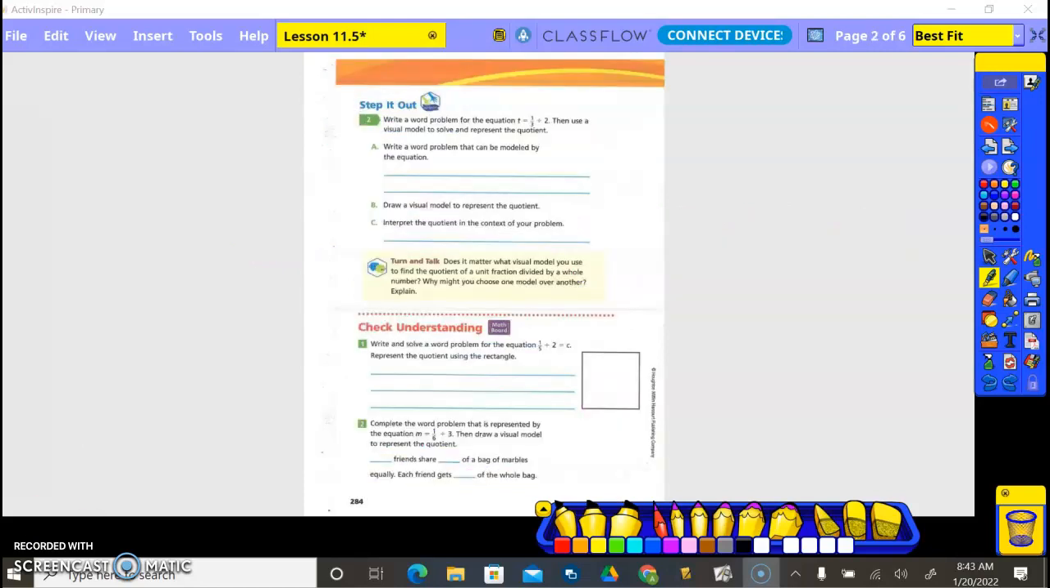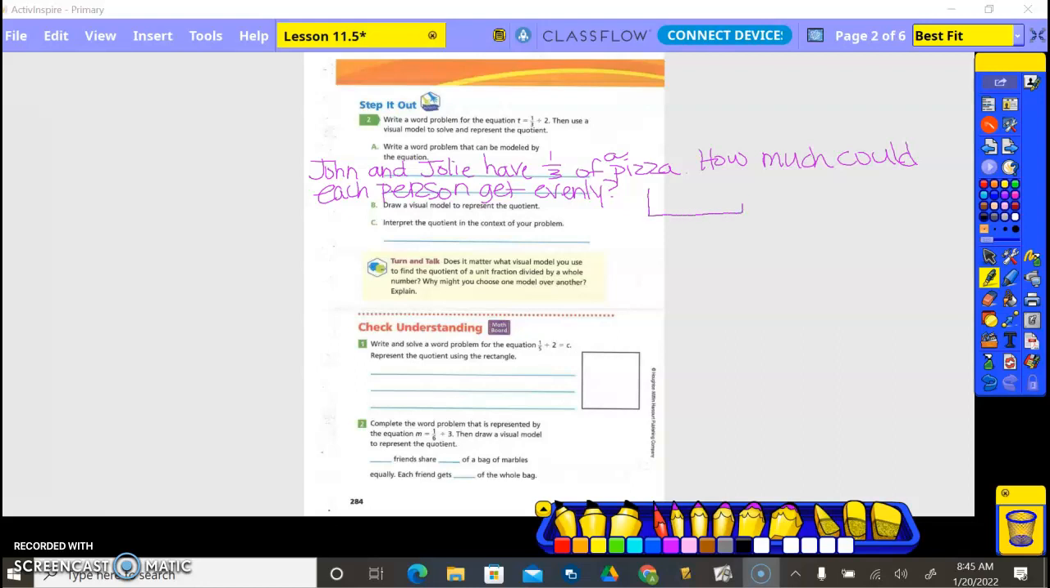Check it out. Number 2, write a word problem for the equation t equals 1/3 divided by 2. Then use the visual model to solve and represent the quotient. So letter A, write a word problem that can be modeled by the equation. So our problem or our question is, John and Julie have 1/3 of a pizza. How much could each person get evenly? So draw a visual model to represent the quotient. So we would draw our rectangle. How many pieces do we break our rectangle into? 3 sections.